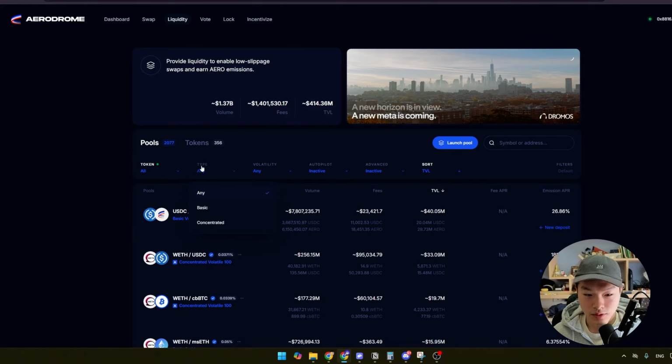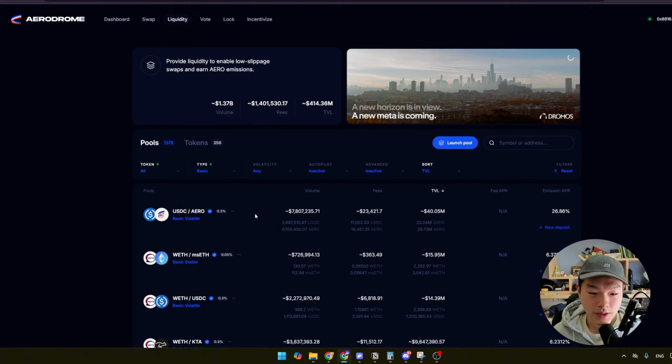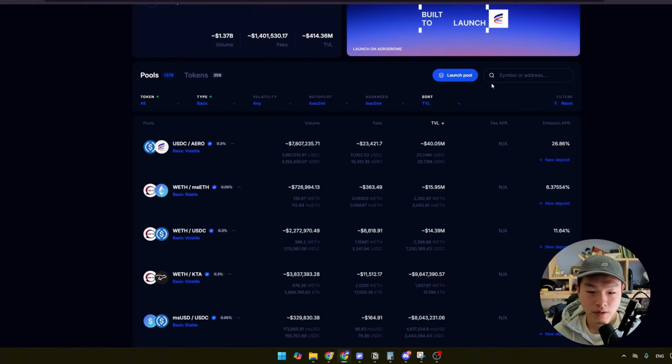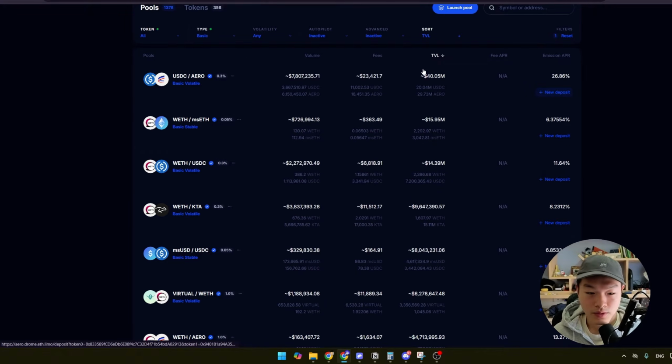If you go to the type here and then click basic, you're going to be filtering all of these full range liquidity pools, right? And you've got to be bullish on the underlying asset to be providing liquidity. Like, for example, you find that, okay, this ETH and MSETH here seems pretty good. And MSETH is like a synthetic ETH that you could look into. And then it's providing us a 6.37% emission APR, right?